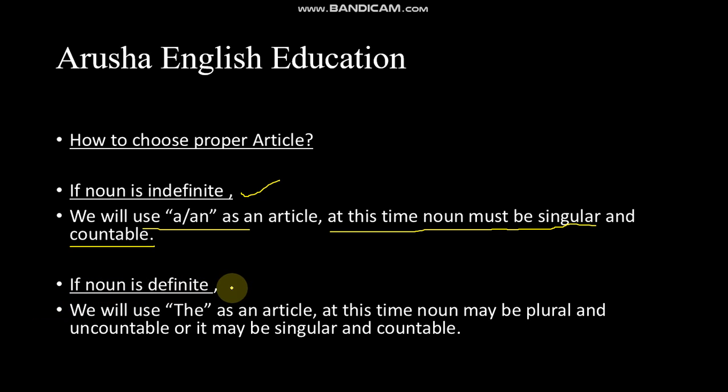If the noun is definite, we will definitely use the as an article. But at this time, the noun may be plural and uncountable, or it may be singular and countable. Means, if the noun is plural and uncountable, or singular and countable, but it is a definite noun, then we will use the as an article.